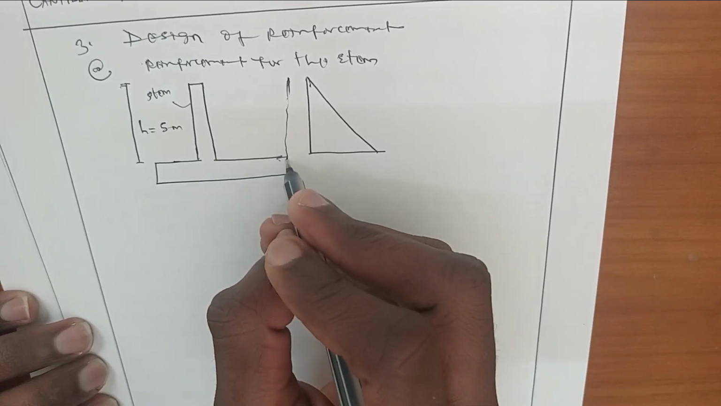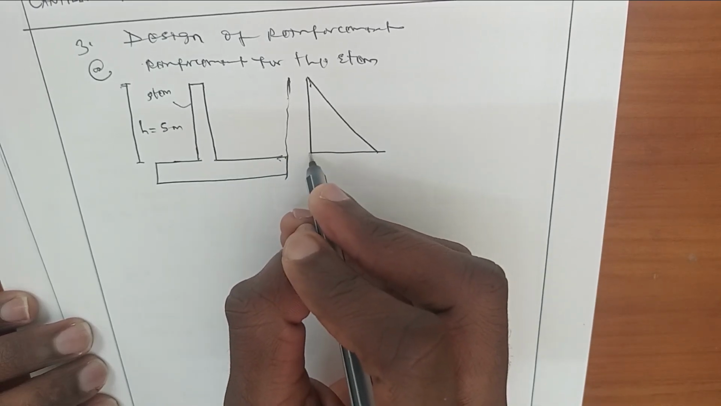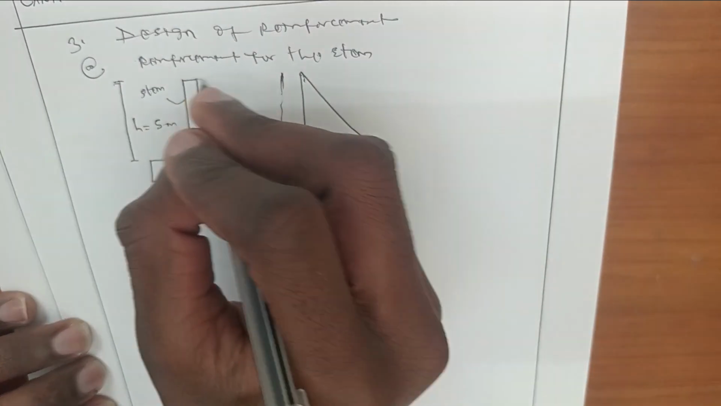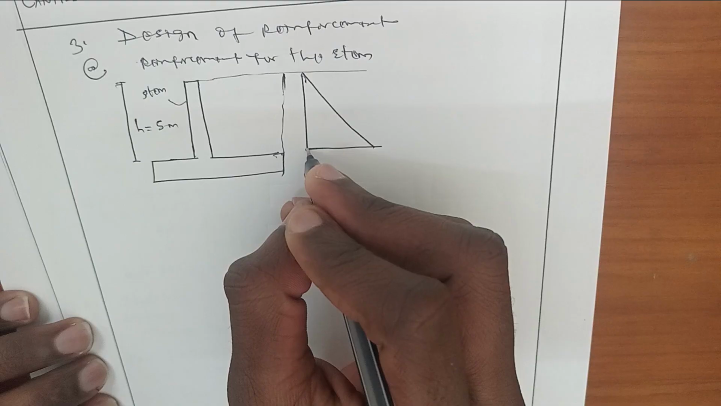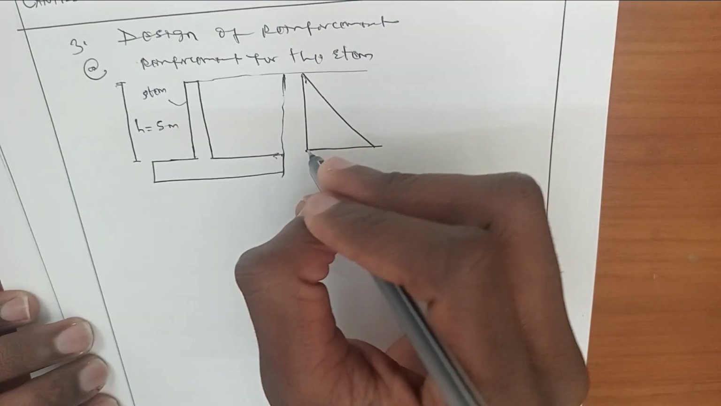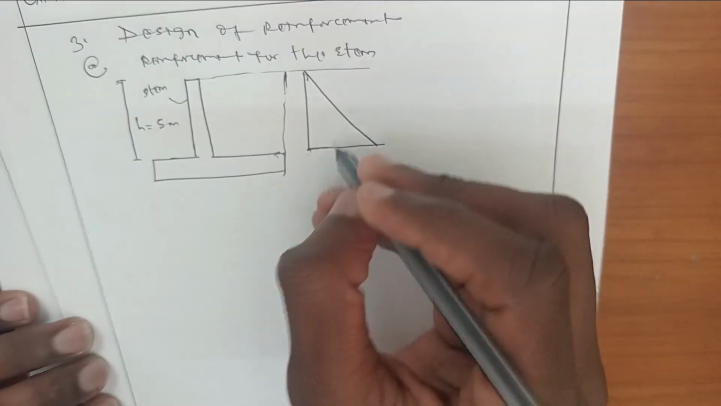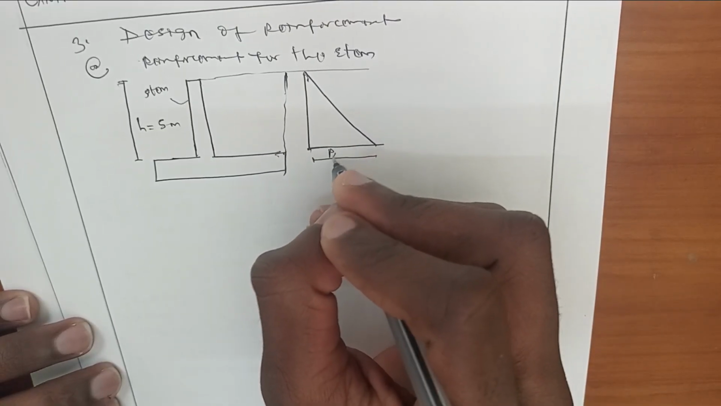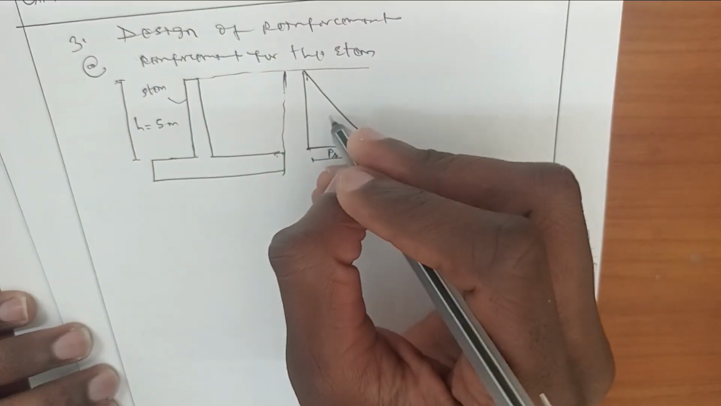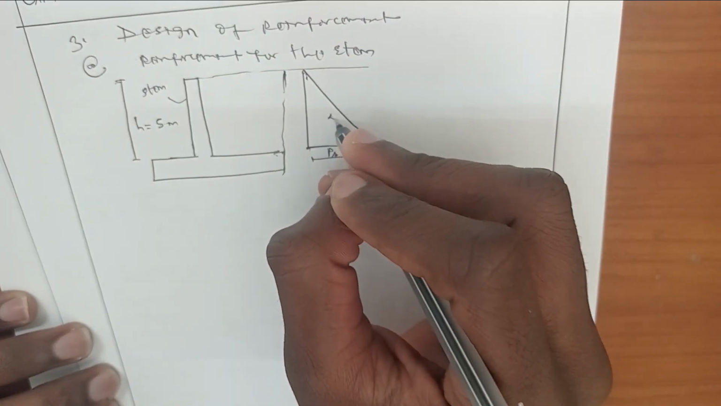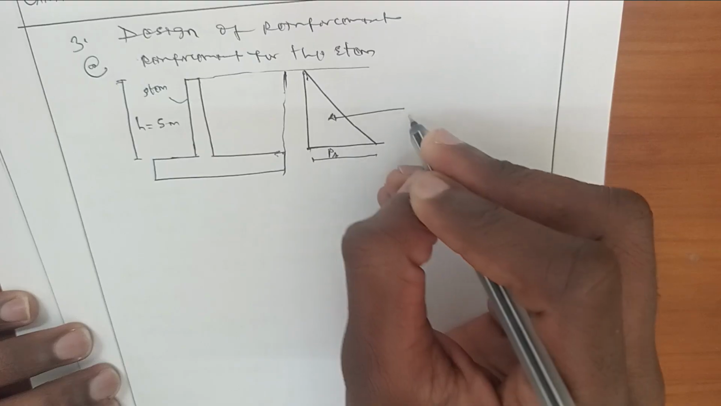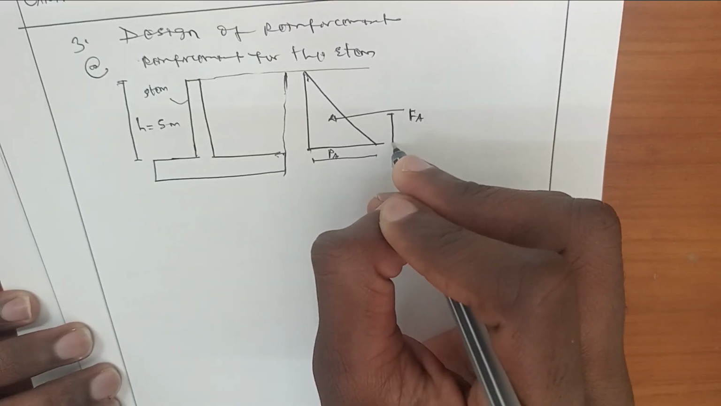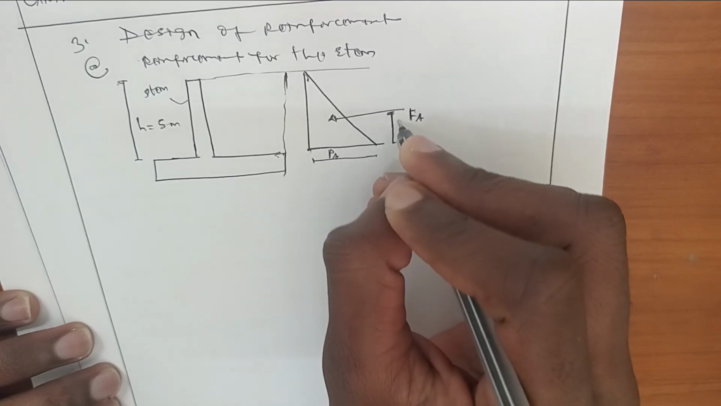Because the stem wall, its height is here from the ground level up to the height of 5 meters. This is the height of the stem wall. Now this is the active pressure which is acting, and this is a horizontal force due to the soil pressure. And this is H over 3.